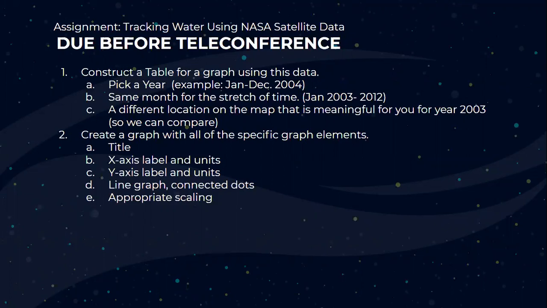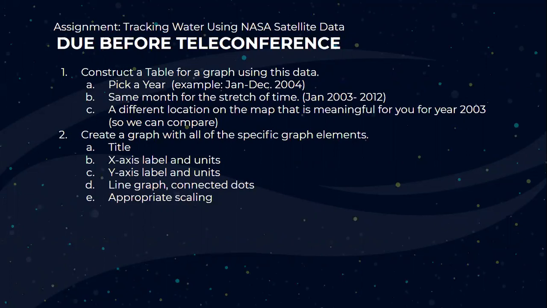B, you can do all the same months for the stretch of 2003 to 2012. If you want to see what's changing in January, just January water level information would be a neat graph to create. You could do a different location on the map that's meaningful for you. Maybe you lived somewhere else before and would like to see what the water table is like in your hometown or something. Anything you want. Those are just 3 examples of how you can go about doing this.